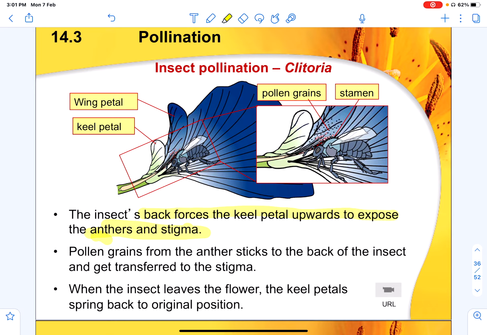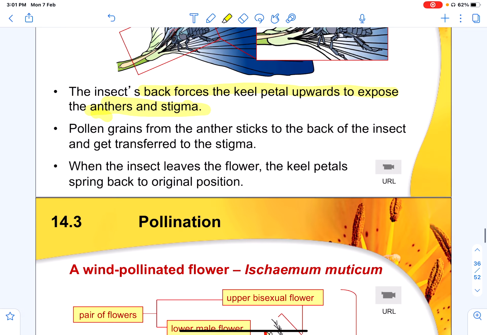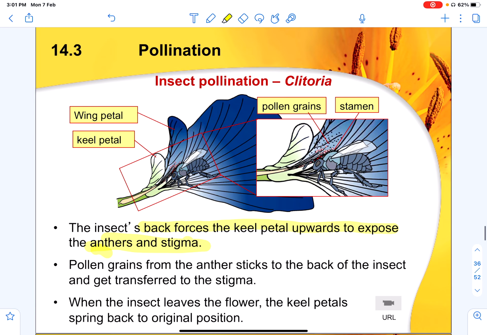After that, the insect would then leave the flower, where the petals will then spring back to their original position to protect the pollen grains and the stigma. So this will also allow time for the insect to deposit the pollen grains onto another flower in the same fashion. So over at this part, either you receive the pollen grain from this flower, or you can at the same time deposit any of the pollen grains that they received from the previous flower that they visited.